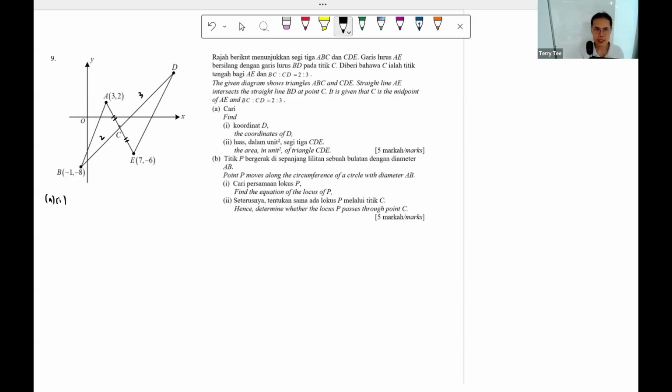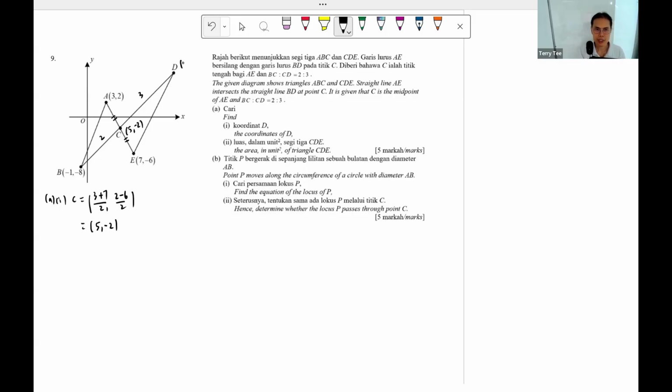Okay, we start by finding point C. C is the midpoint of AB. So it is going to give us 3 plus 7 divided by 2, 2 plus minus 6 divided by 2. Answer is 5, minus 2. Okay, C is (5, minus 2).